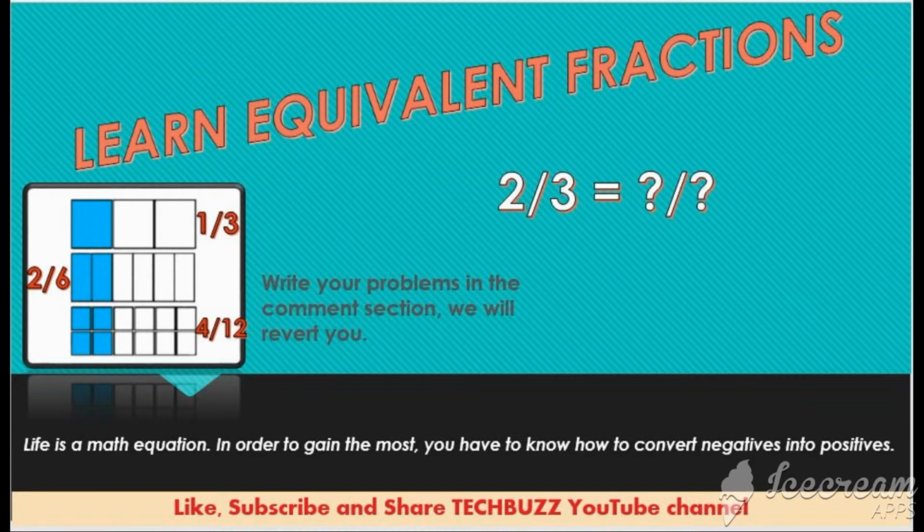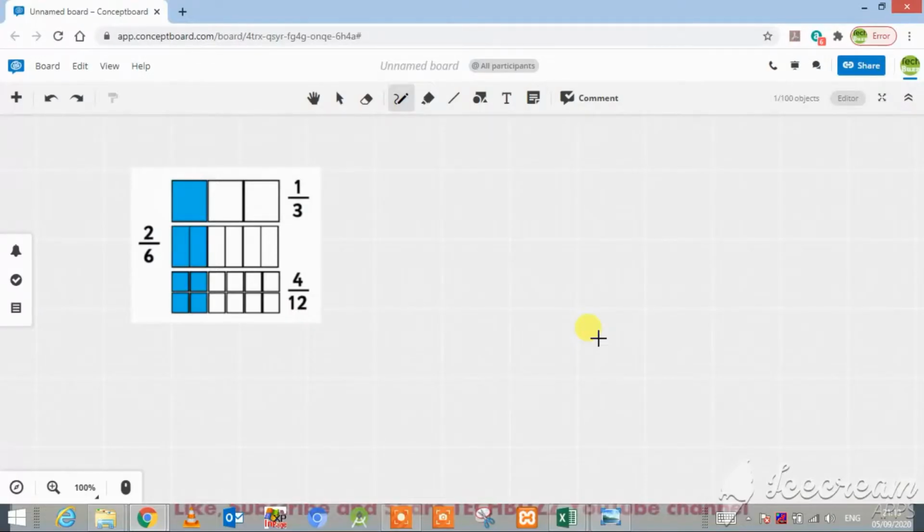So today I am going to teach you what are equivalent fractions and how to find equivalent fractions. Now as you can see in the image on the screen, we have three different types of fractions. One is 1 upon 3, the other is 2 upon 6, and the third one is 4 upon 12.